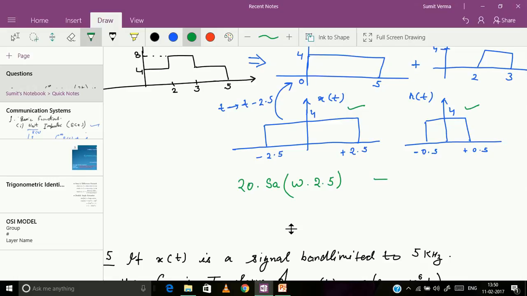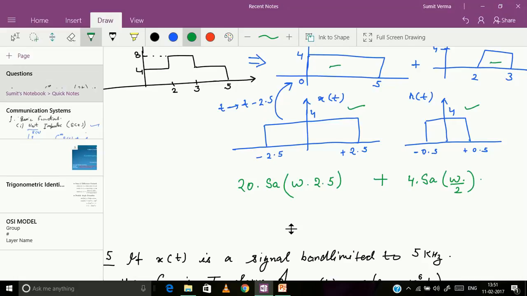And similarly here we have this signal, which will be again a sampling function of omega. Width by 2 is 0.5 here, so write it as omega by 2, and the area becomes width is 1 here, height is 4, so the area is 4. So now friends, we found the Fourier transform for these two, but we had to find the Fourier transform for these two, the original signals, these ones.